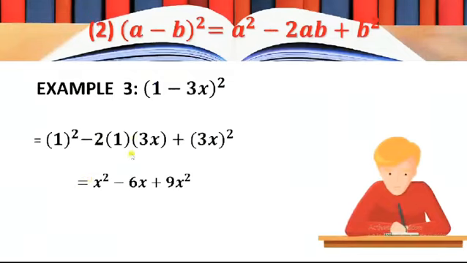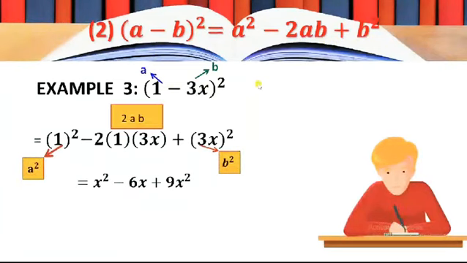The third example is where 1 is a and 3x is b, and there is a minus sign, so it is (a minus b) whole square. Now we have to use the second identity, (a minus b) whole square equals a square minus 2ab plus b square. Take a square, b square, then minus 2ab, then simplify each term and we get the required answer. There is a typing mistake: 1 square should not be x square, you have to write 1 here, there is no x. Got it?